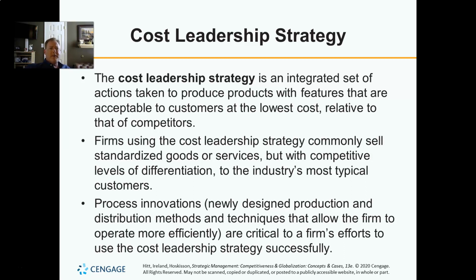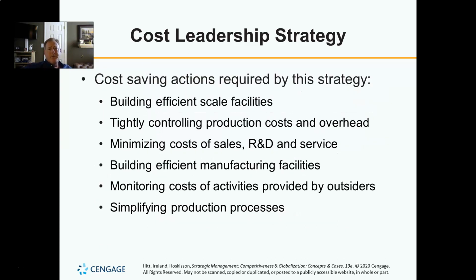So how do we get to be the cost leader? We have process innovations, new production and distribution methods, new techniques to allow us to operate more efficiently. We can achieve economies of scale because our company is selling more. If we can integrate horizontally, we may have the opportunity to create economies of scope as well, and that's something we'll talk about a little later, okay?